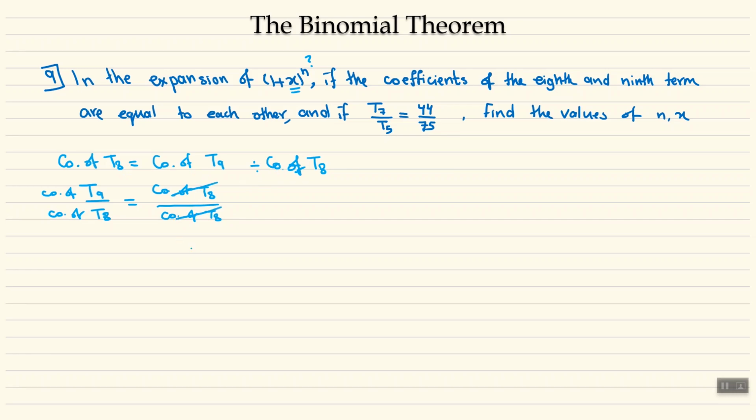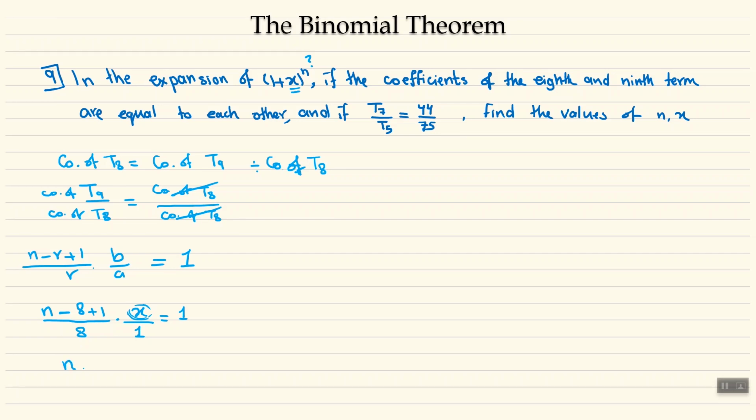Coefficient of T8 cancels coefficient of T8, we get 1 on this side equals coefficient of T9 over coefficient of T8, which is (n minus r plus 1) over r times b over a, and we will take the coefficient of this. So let's do it. n we don't know, minus r, where r is the smaller one, which is 8, plus 1, over 8, times b, the second term, which is x, over a, which is 1, equals 1. Now look at this, guys. We don't care about x because we want the coefficients only. So we will just remove this x.